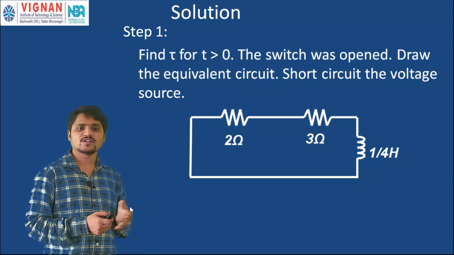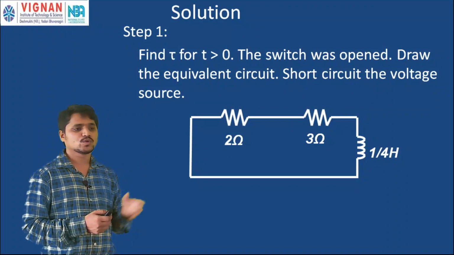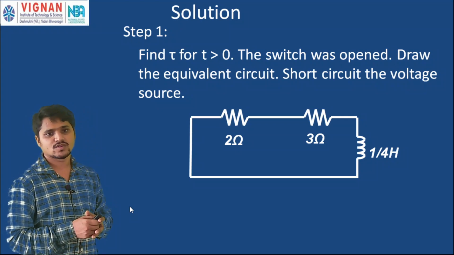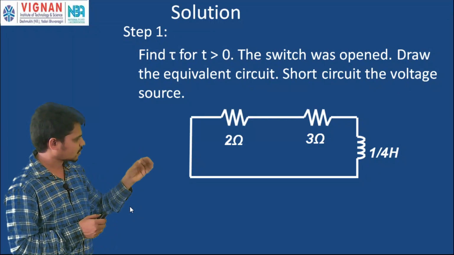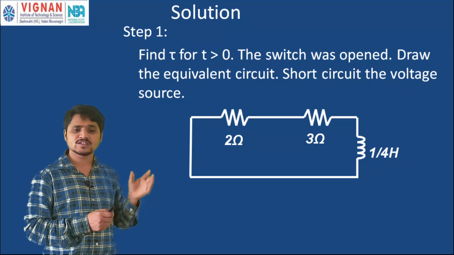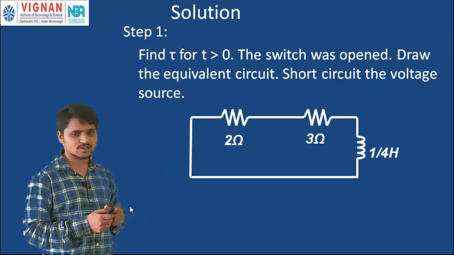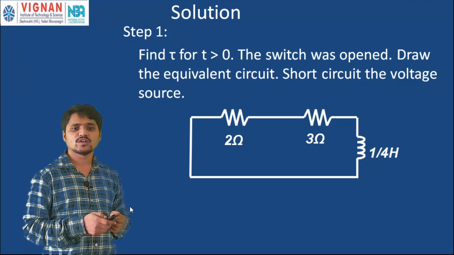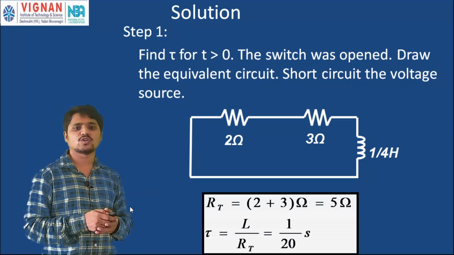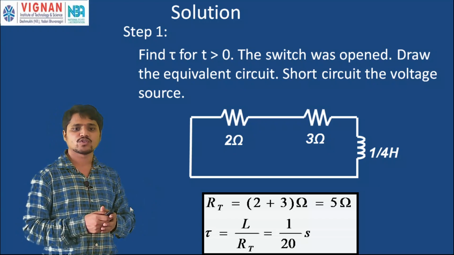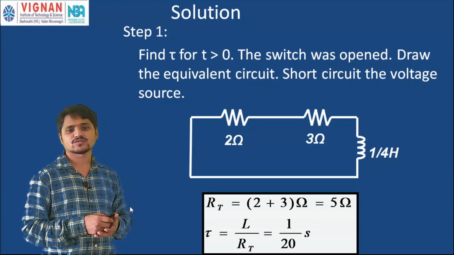Now when the switch was opened, we have to draw the equivalent circuit to find out the time constant, that is tau of the circuit. To find out the time constant tau of the circuit, we have to kill the active sources. So the voltage source is replaced by a short circuit. So we have to find out this Thevenin's resistance. In the same manner we have to find out the resistance. Here RT is equal to, as these 2 ohm and 3 ohm resistors are connected in series, therefore 2 plus 3 is equal to 5 ohms.